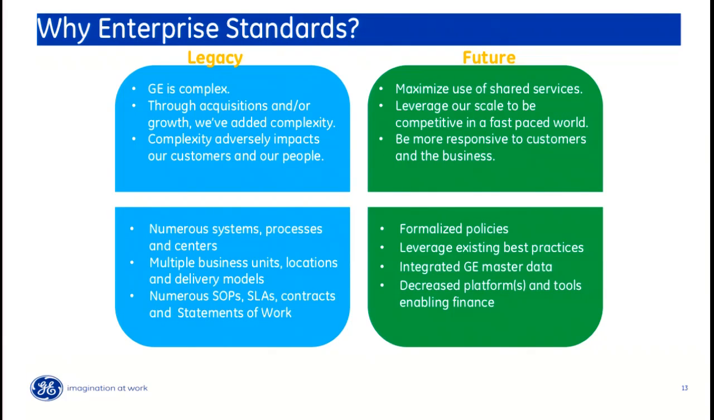If you think about why, and you look over the years, and any large company, but particularly also GE, we see in our legacy environment, we're extremely complex. Lots of acquisitions, you bring new companies in, you adopt their processes, and then you have a very decentralized and things are very disjointed. A lot of complexity in that. So as we look towards the future, we want to maximize the use of our shared services so we can gain some scale and economy there. We want to be more responsive to our customers and the business in general. And we want to have some formalized policies that we can apply across the board so that everyone is kind of doing things in a similar way.